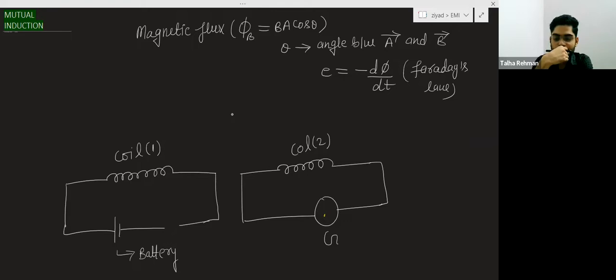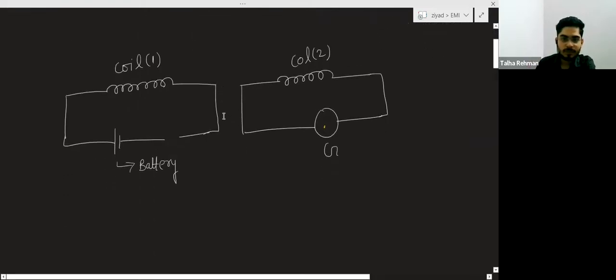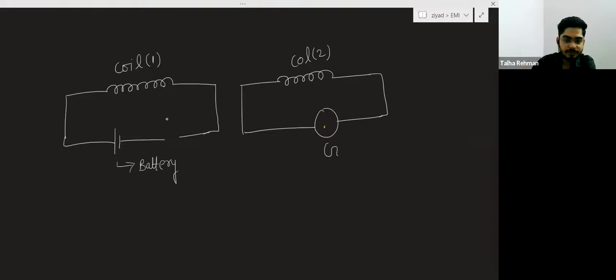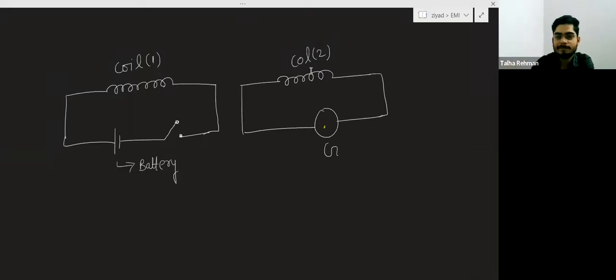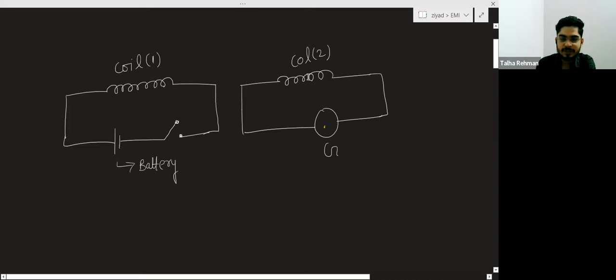Okay, now see. We have two coils, coil number 1 and coil number 2. Coil means you have just wound the wire in the helical form. That becomes the coil. So a coil is the same as a solenoid. One coil is this, another coil is this. This coil is connected with the battery, and coil number 2 is connected with the galvanometer.